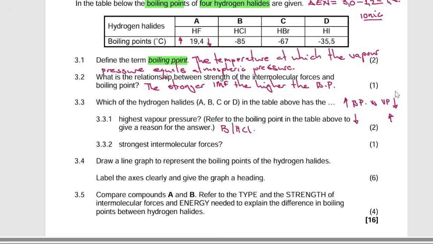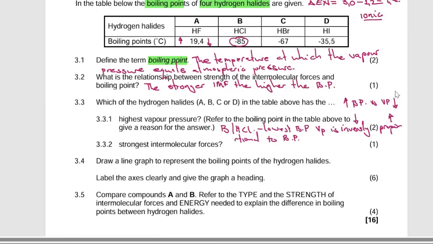So in terms of this, the highest vapor pressure means it's going to have the lowest boiling point. According to our values, you can see the negative 85 is the lowest value, so that's the one we're having. The relationship there is inversely proportional. So I'm going to write, lowest boiling point, BP there. We know vapor pressure is inversely proportional to boiling point. I'll just write BP there.